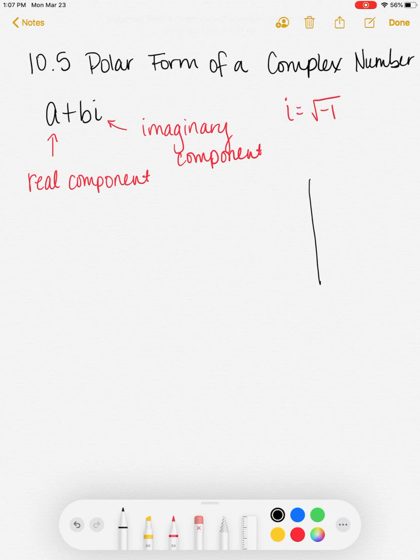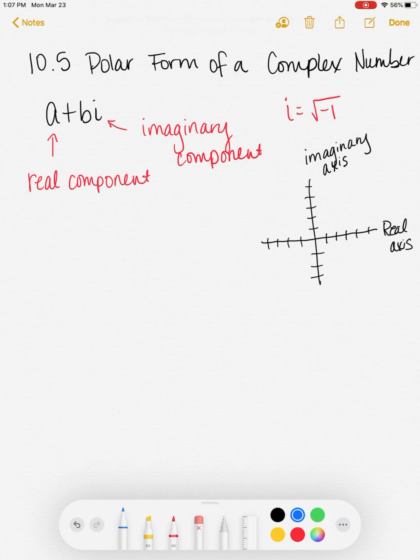So we didn't really graph these in college algebra, but let's go ahead and graph some now so that we can use these with our polar forms of complex numbers. When we graph a complex number, we're going to put the imaginary component on the vertical axis. Imaginary axis is what we'll call that. And we're going to put the real component on the horizontal. So we'll say real axis.